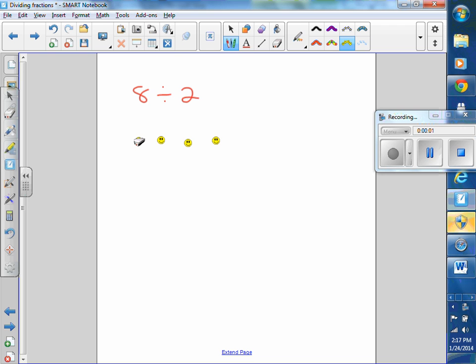If I have 8 and I divide it by 2, I want to know why the answer is 4. What does it mean? It means that 4 divided by 2. I mean 8. 4 times 2. Let him talk. What does it mean?